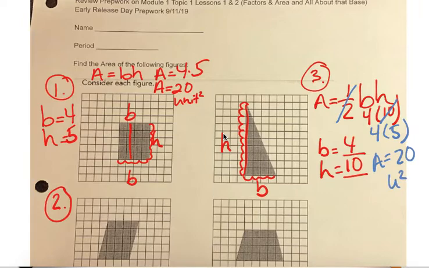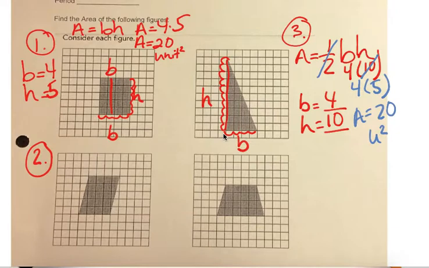Okay, let's look at number 4. This is a trapezoid. The trapezoid formula is also on my reference sheet. But again, you've got to know what the shape is and which formula to use for which shape.